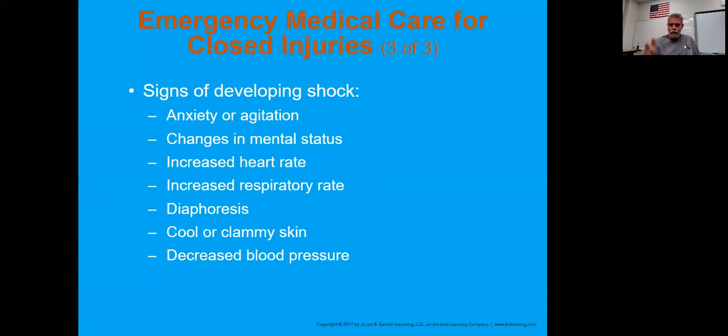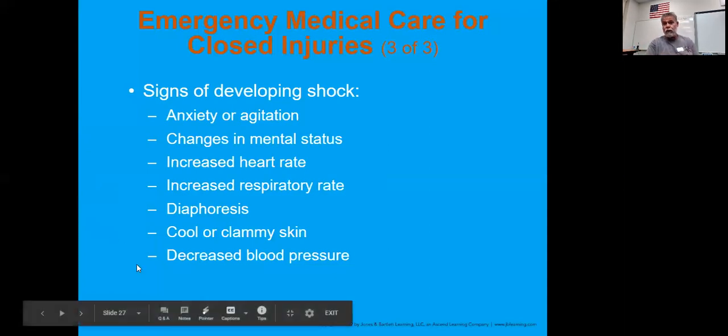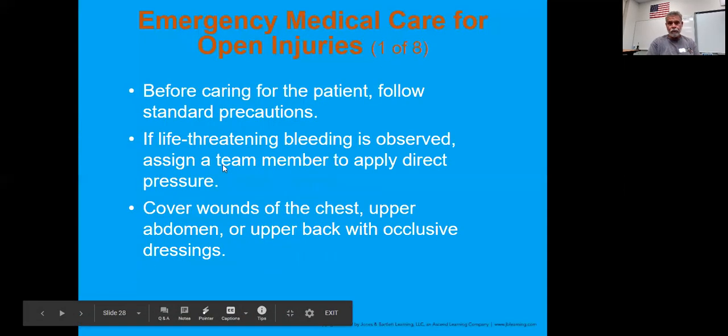There's compensated versus decompensated and irreversible. Maybe sweaty. Because of a process known as shunting, there could be that cool and clammy skin because that blood is going to areas of the body that need it more. And then you may actually see a decrease in the blood pressure.